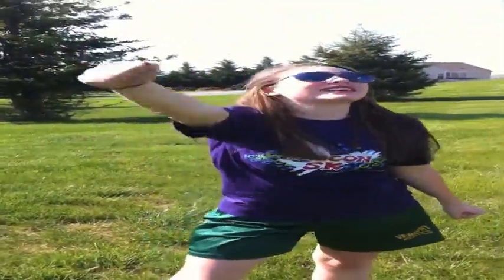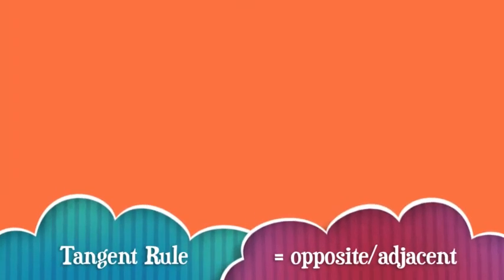We can say that triangles are opposite over adjacent, cause that's the tangent rule, tangent rule, tangent rule.